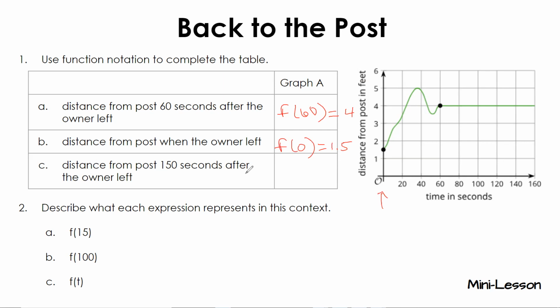Okay, so how would I write C? The distance from post 150 seconds after owner left. So looking at part A, we said f of 60. Looking at part B, we said f of 0. So what is part C going to be? F of 150. Perfect. Now, when we look at 150, what did that equal? 4. This is just a fancy way of taking words and putting it in a short notation. That is all this is.